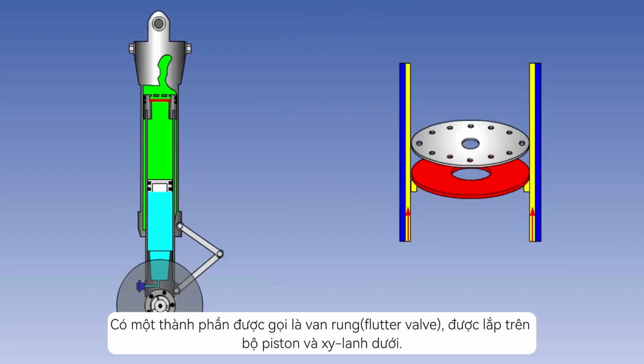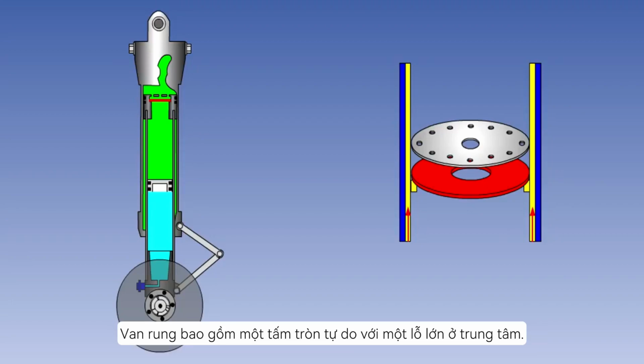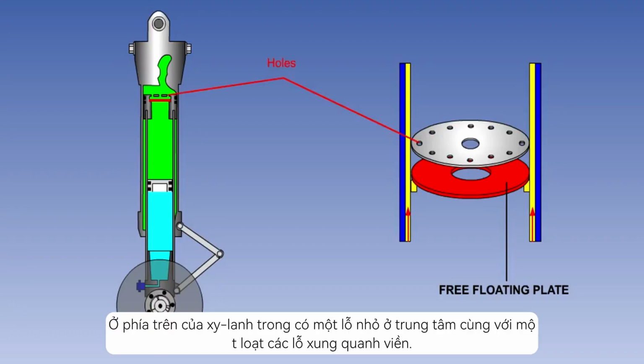There is a component known as a flutter valve, which is fitted to the lower cylinder piston assembly. The flutter valve consists of a free-floating circular plate with a large central hole. It is free to move up and down within its housing. In the top of the inner cylinder, there is a small central orifice, plus a series of holes around the perimeter.